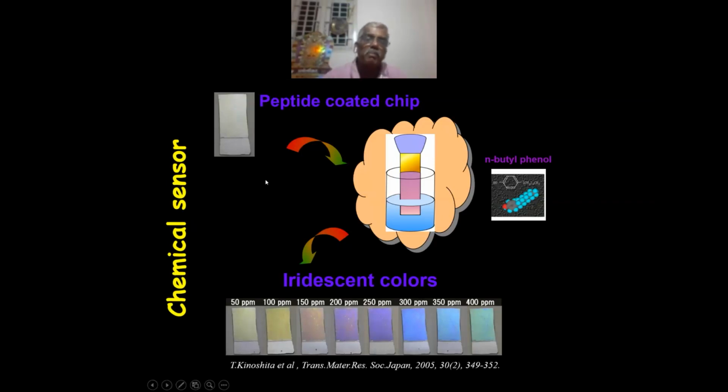Then I used a peptide-coated chip to detect one of the hazardous chemicals, N-butylphenol. When I increase the concentration of N-butylphenol, I'm getting a different color over the chip, because this quantity of the hazardous material disturbs the self-assembled order. That is why I'm getting different colors when I increase the quantity. This is not only a qualitative sensor, it is quantitative. This is the way we are trying to fabricate the sensor in the laboratory to bring to market.